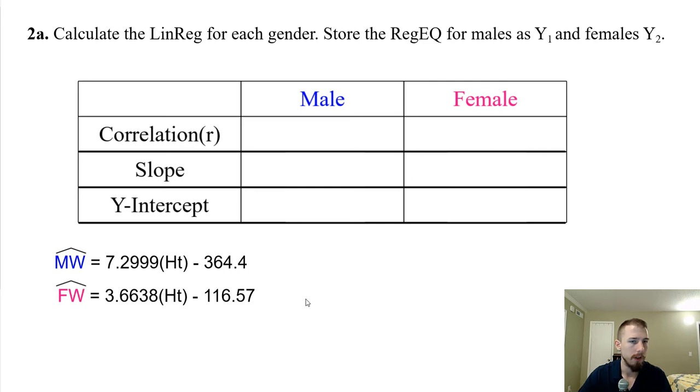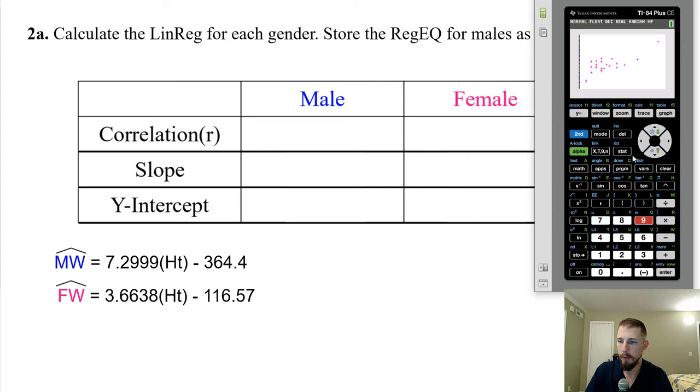All right, now let's calculate linear regression for each gender. So back in the calculator, to do the linear regression, we go to stat, calculate, linear regression, the fourth option here. And then I'm going to do the X list is the male height and the Y list would be male weight. So second stat, and then the male weight is going to be the last one there.